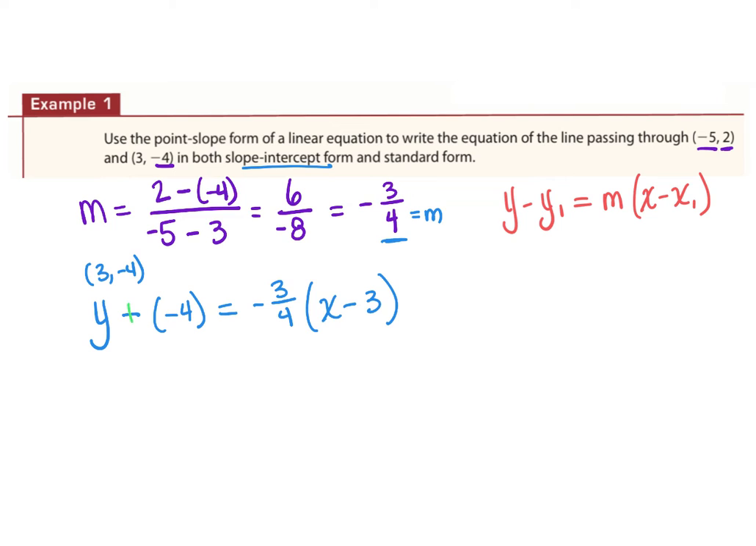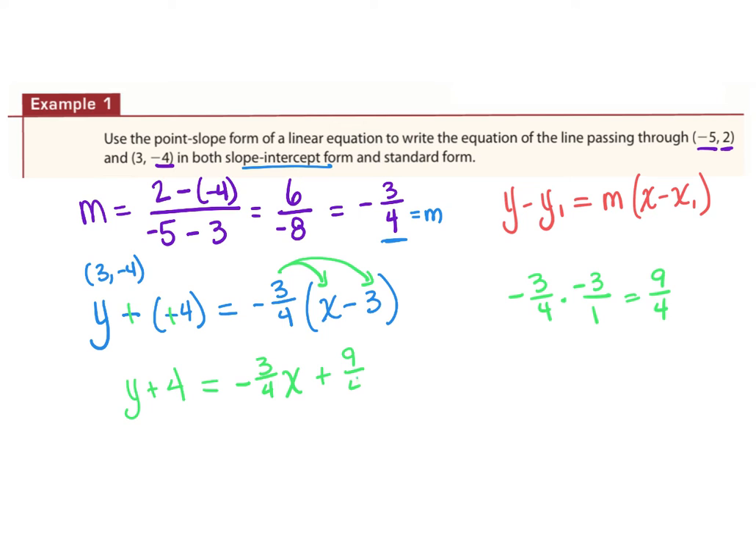Y minus a -4, I can write that as y plus 4. That's much easier, okay? And then I need to distribute my slope because I'm going to try to get the y by itself here, okay? So I distribute -3/4 times x, which is just -3/4 x. And then -3/4 times -3, remember that's -3 over 1, is going to give me a positive 9/4. So -3/4 times -3 is positive 9/4, okay?